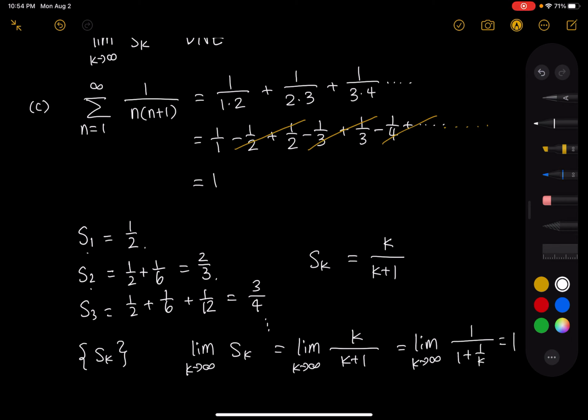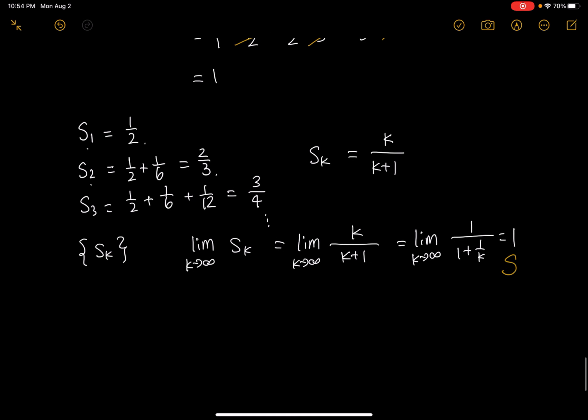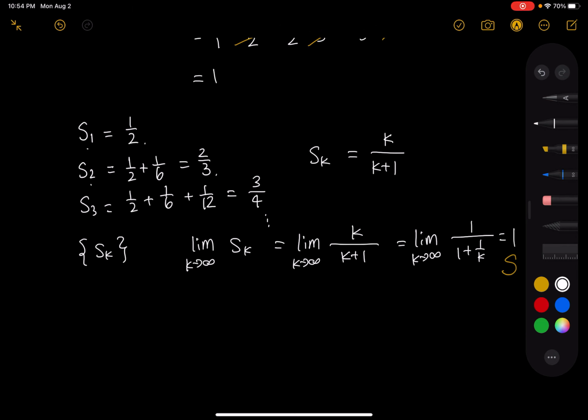Because that limit equals 1, based on the definition, right? That limit is your s. Based on the definition, this series equals s, which is 1.